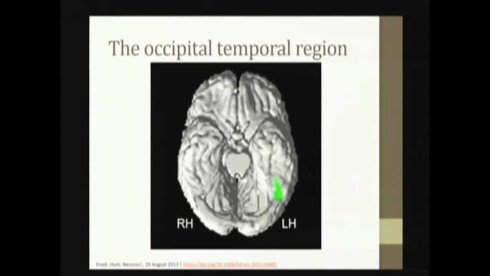And this is the bottom surface of the brain. This is the left side. There are some studies that give you a mirror image, so I'll have to clarify that when it comes. But right now, this is the left hemisphere, and this represents the right side. This inferior part of the occipital temporal region is where we tend to find the visual word form area.